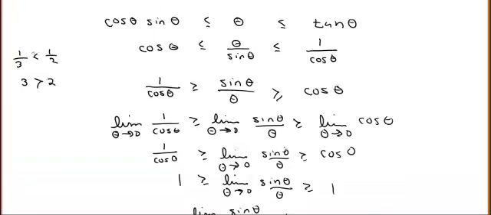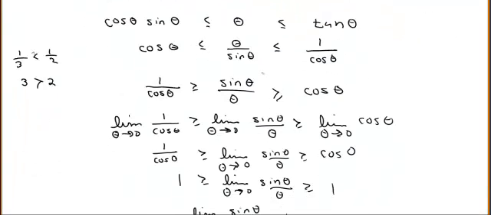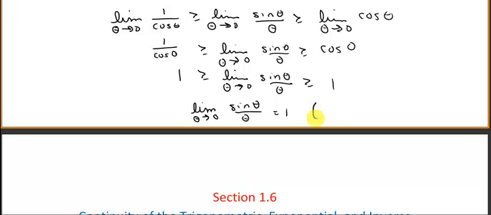Now, I should point out something: when we use this formula for the area of a sector, we assume theta is in radians. So this limit only works for theta in radians.